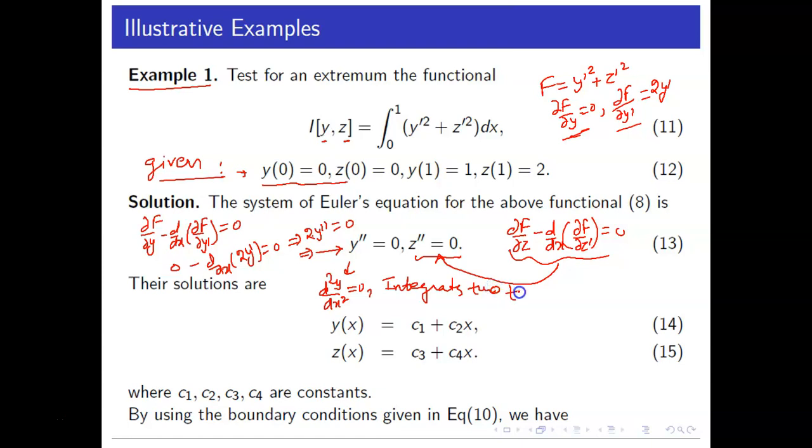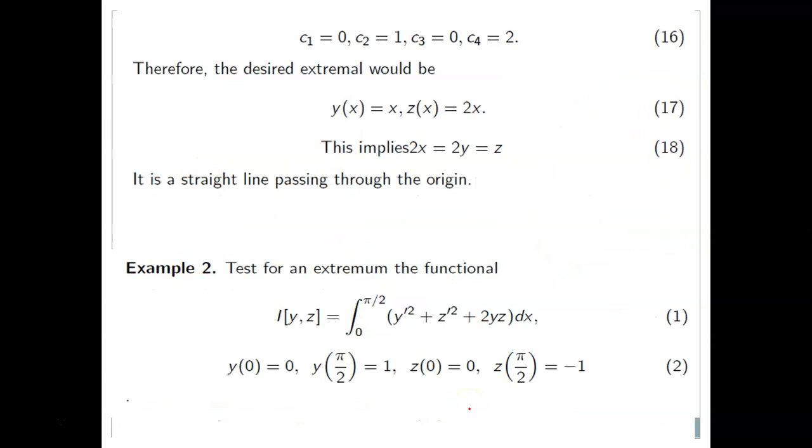times with respect to x, we get this form. Similarly, we get z of x equal to this. Now here is involvement of four constants c1, c2, c3, c4. By applying the boundary conditions given in equation number 12, we get values of the arbitrary constants, and once we put the values of the arbitrary constants, the extremals are these.